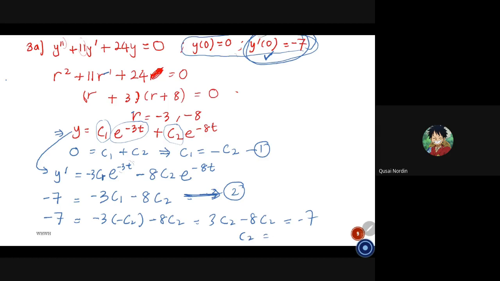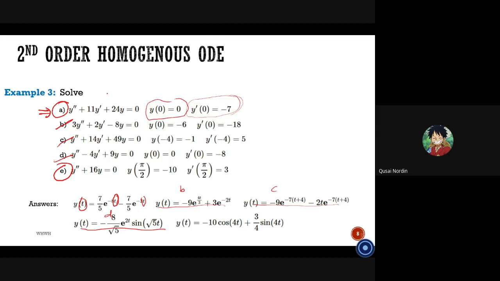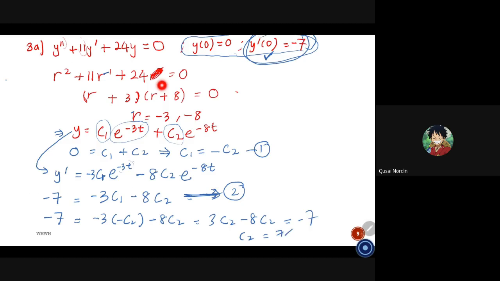So your C2 will be positive or negative? Positive. Okay, your C2 is equals to positive 7 over 5. So we get our C2. So if C2 is 7 over 5, what is our C1? C1 will be equals to negative 7 over 5.